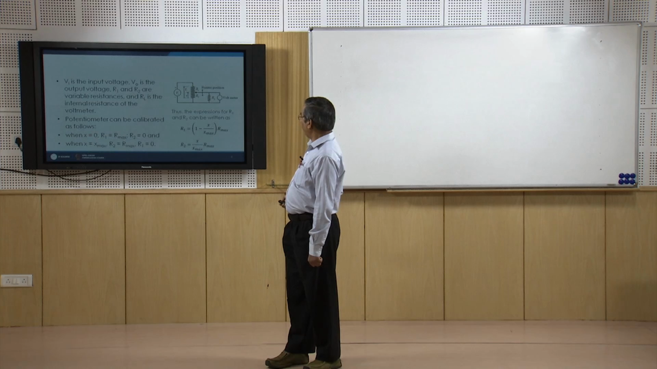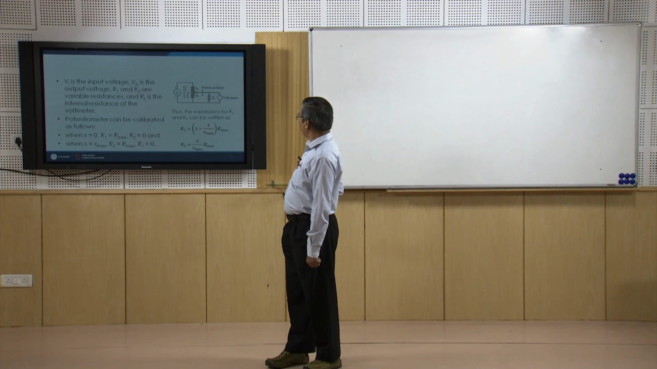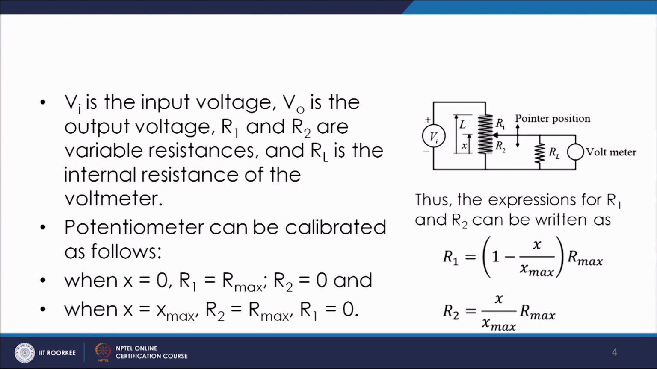You see here, when you put x equal to 0, you get R2 equal to 0, and you get R1 equal to R max. Similarly, when you put x equal to x max, you get R2 equal to R max, and at that condition the term 1 minus x by x max will be 0, so R1 will be 0. So, with the help of these two equations, we can calibrate the potentiometer.